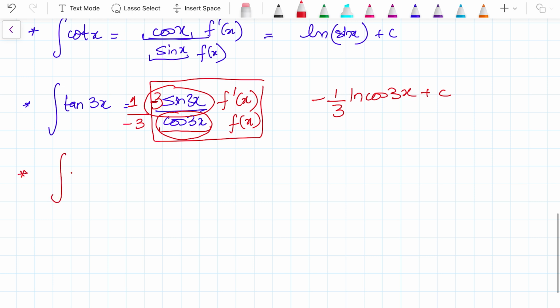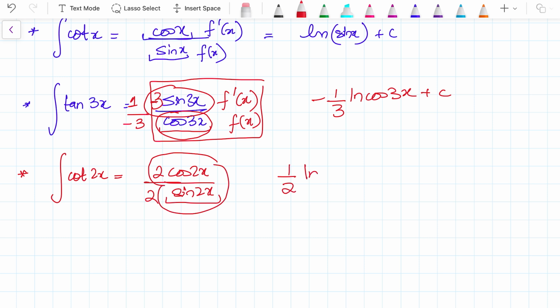Now let's integrate cot 2x. Cot 2x can be written as cos 2x upon sin 2x. The differential of sin 2x is 2 cos 2x, so I also divide by 2. This thing closes into ln.